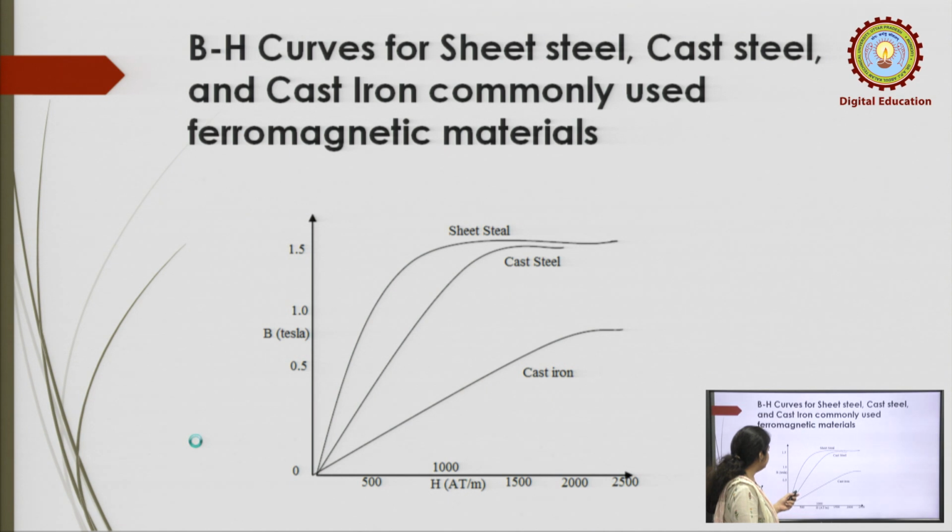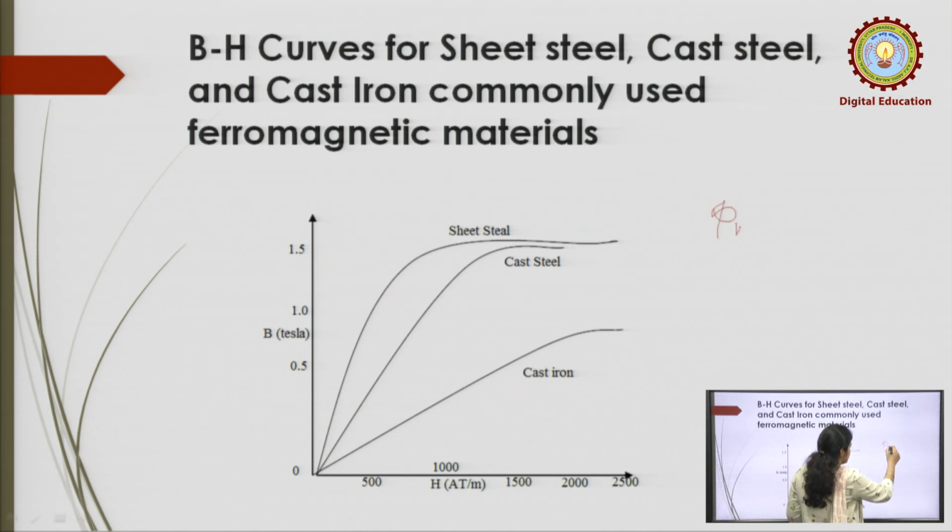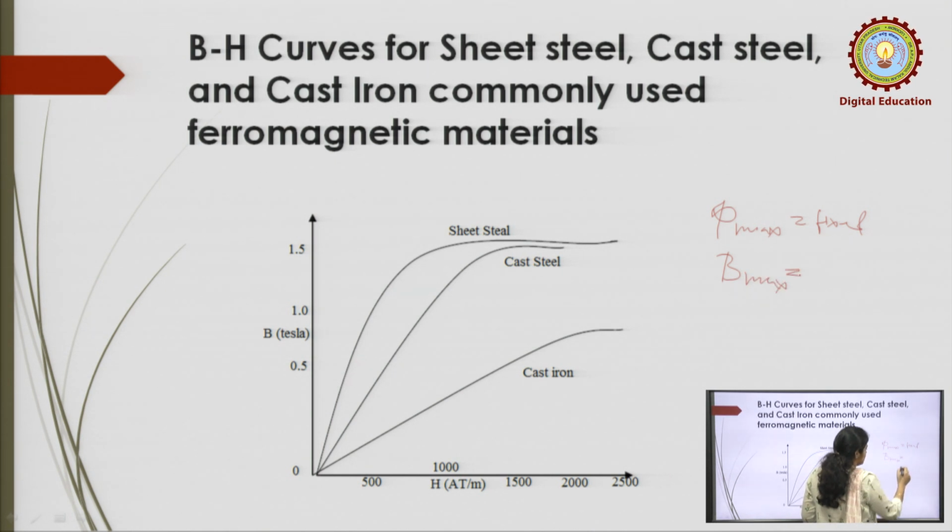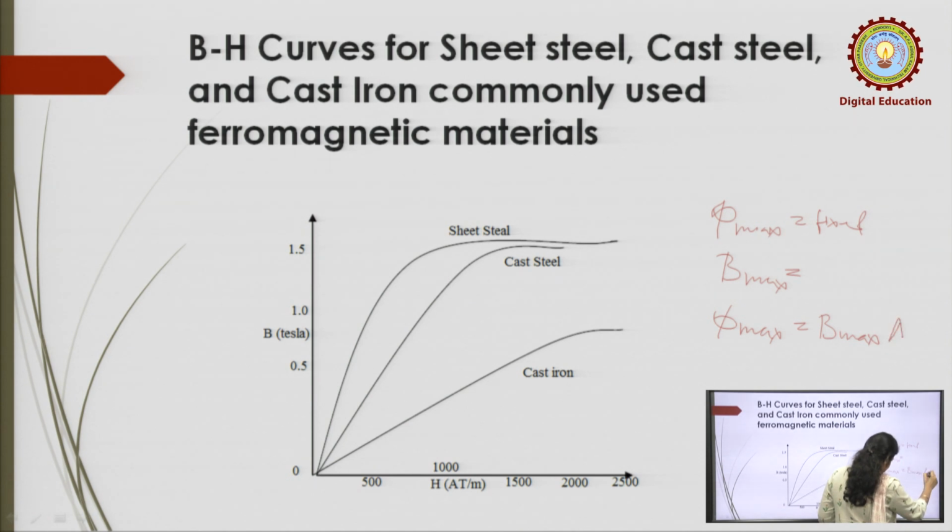So, if your phi max is fixed, what about B max? B max is equal to phi max upon A, or you can say phi is equal to B max multiplied by A. A is the cross section area of the material, of the core. So, if your phi max is fixed, your B max is also fixed.